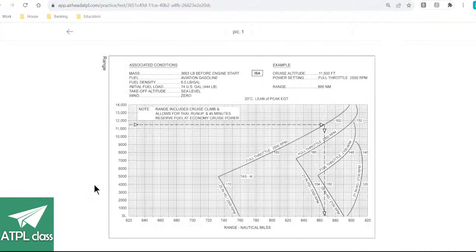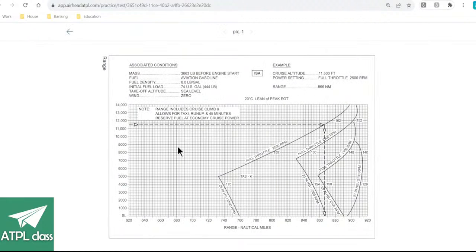Okay, so that's going to be one of the lines, is it? Full throttle 2300. And we've got 20 degrees lean of peak, so we're going to this sort of lines here. We're starting off at a weight of 3663, yep, that's fine. Fuel density, and that's all the good stuff. Takeoff altitude sea level.